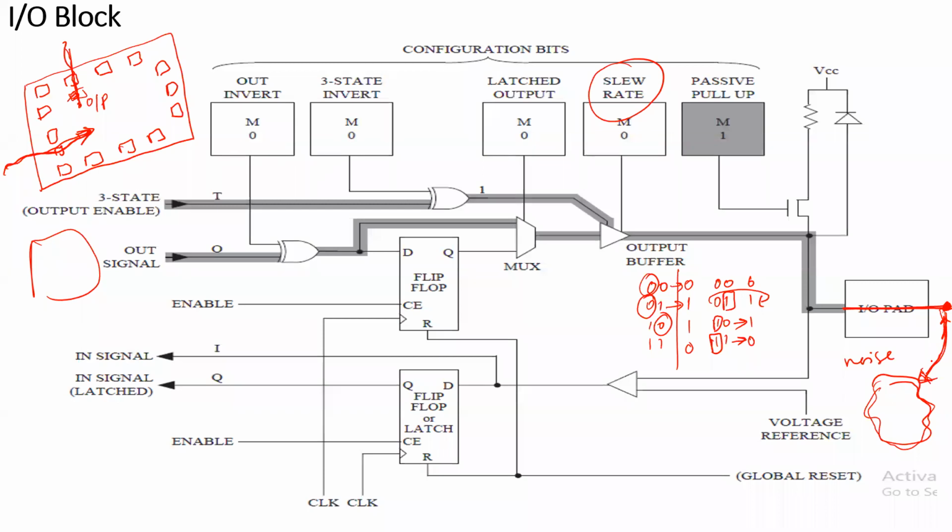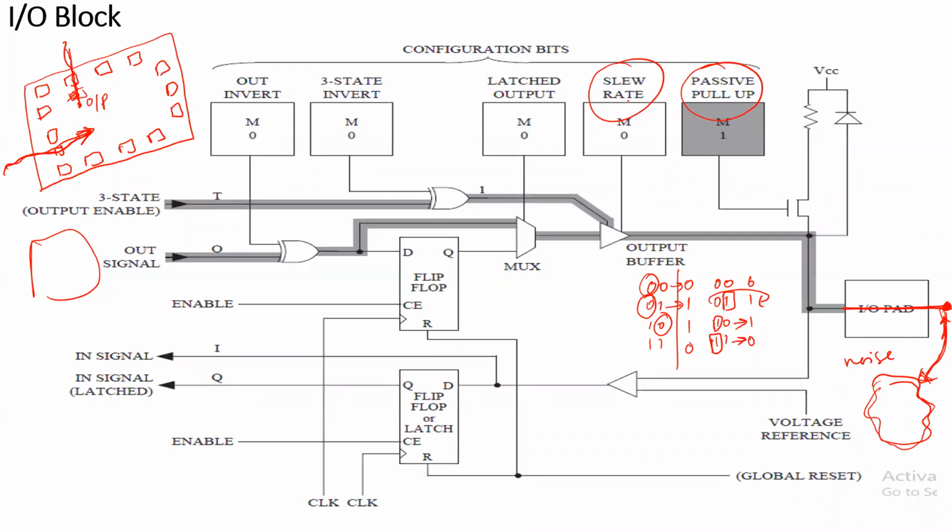Clear? So therefore the slew rate makes it possible to reduce the noise, because a fast change of the output may lead to noise being introduced in the external devices, right? So the next one is the passive pull-up network.